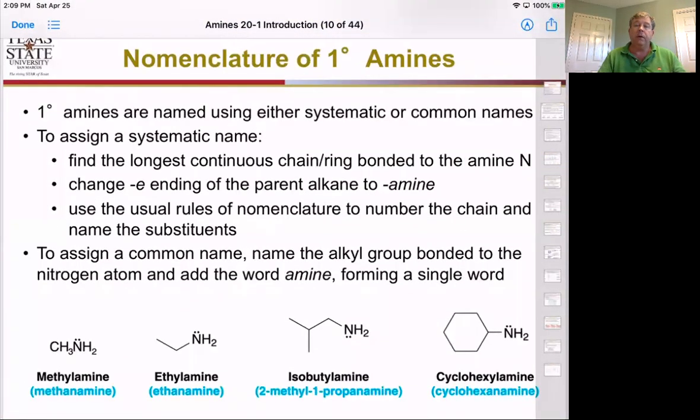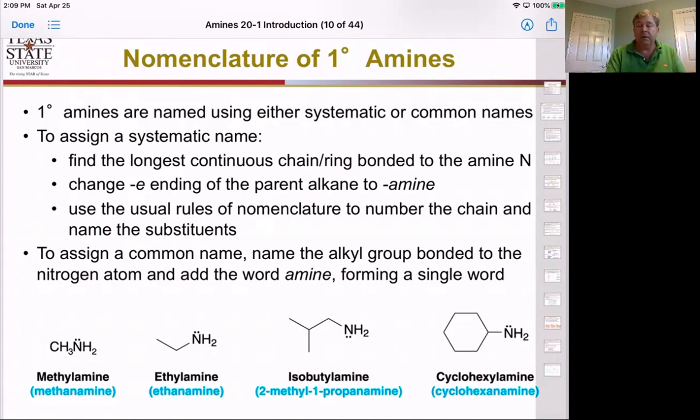It's easy to name primary amines because we either can use their systematic or common name, and they're almost the same. In our systematic name, we want to use the longest chain or ring bonded to the amine. We want to take that alkane name, drop the E, and add the word amine to the end. And then all the other rules apply after that, okay? If we're assigning a common name, we're just going to take the alkyl group that's bonded to the nitrogen and add the word amine.